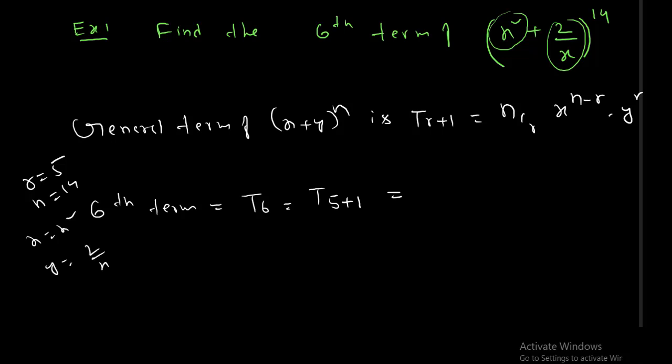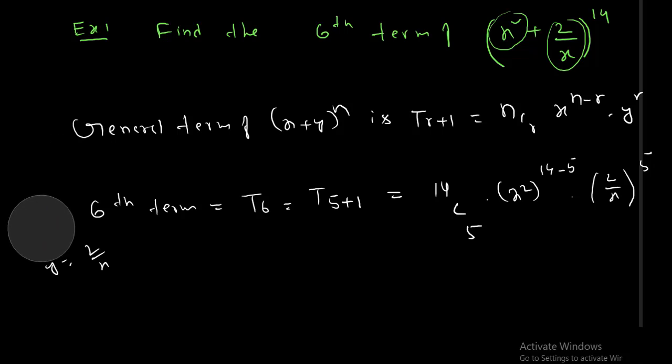What can I say? 14C5 into x square whole power 14 minus 5, into y, which means 2 by x, I can write 2 by x whole power 5, since r means 5. Now we need to simplify. What will we get? That is the sixth term of that expansion.